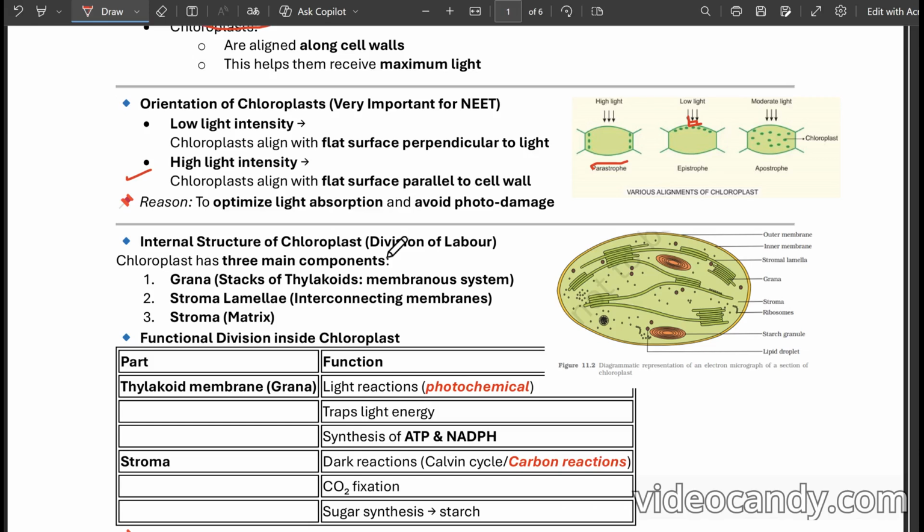One is grana. So grana, this is what they call grana. Grana is made up of a pile of thylakoids. Each part is a thylakoid. Thylakoid is a membranous structure. This is very important. Grana is a membranous structure. Chloroplast itself is a double membrane structure.